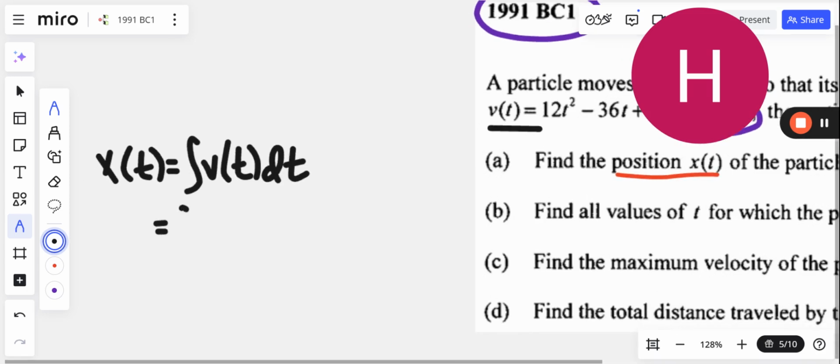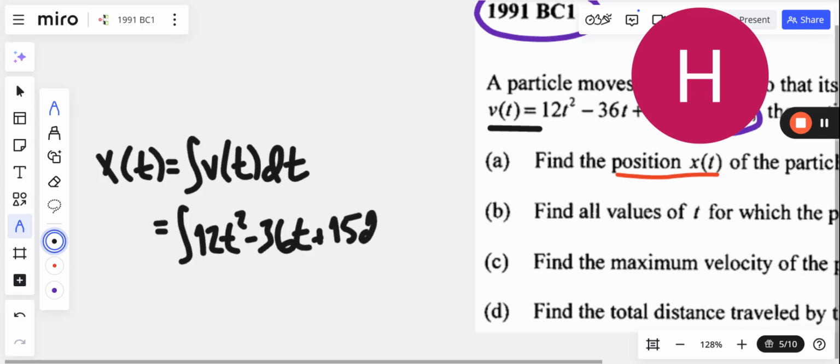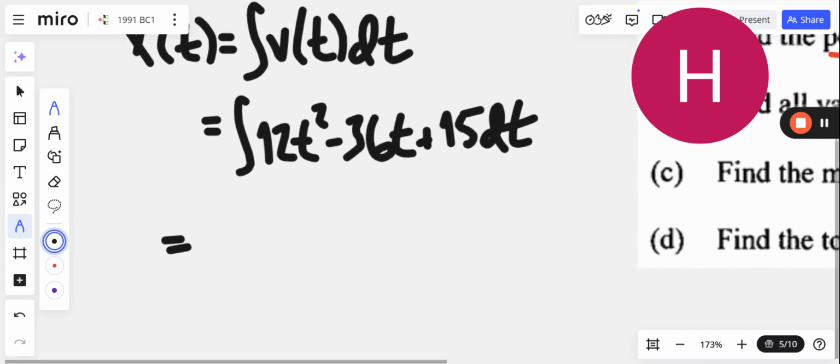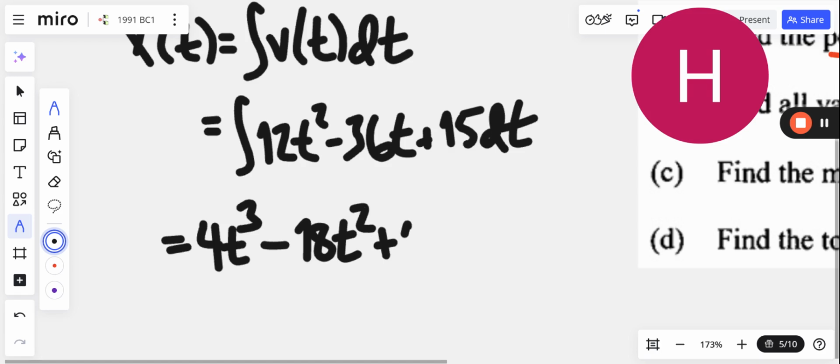Now let's actually take the antiderivative, the integral, of 12t squared minus 36t plus 15. And we just do some simple power rule stuff with it, right? Raise the power by 1, divide by the new power. Raise the power by 1, divide by the new power: 4t cubed minus 18t squared, plus 15t. And then we have this plus c.